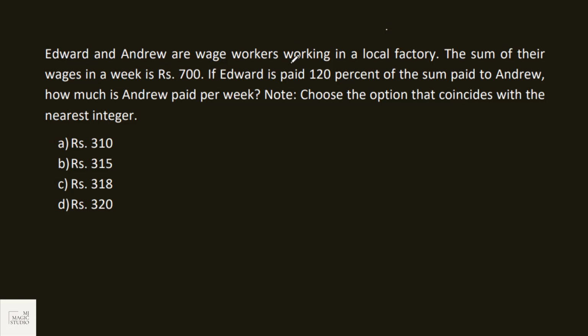Edward and Andrew are wage workers working in a local factory. The sum of their wages in a week is rupees 700. E plus A is 700. Edward is paid 120% of the sum paid to Andrew. So if the sum paid to Andrew is A, the sum paid to Edward is 120%, that would be 1.2A. And this equals 700. Then how much is Andrew paid per week?